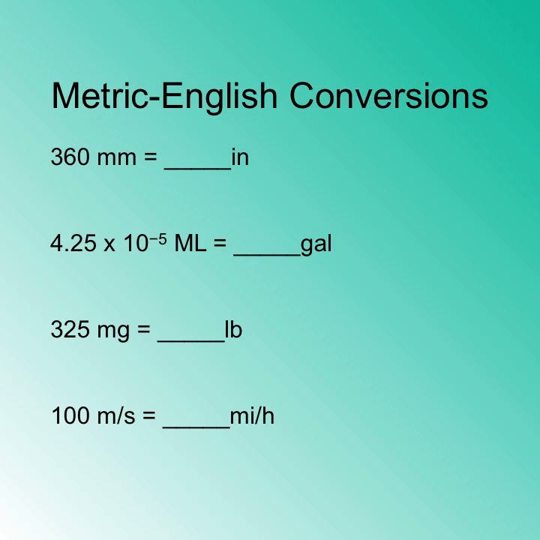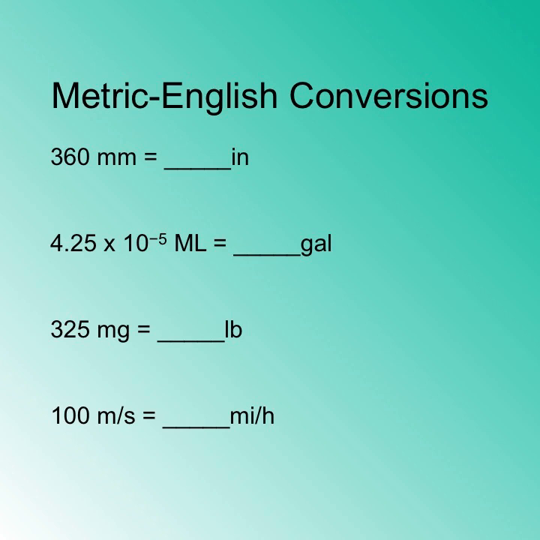In the second example, converting 4.25 times 10 to the negative 5th megaliters into gallons, I'd like for you to use 2 conversion factors. One is 1 liter equals 1.06 quarts, and then 4 quarts equals 1 gallon. I would think most of you know 4 quarts equals a gallon, but just making sure here. The answer you should get is 1.80 times 10 to the second.